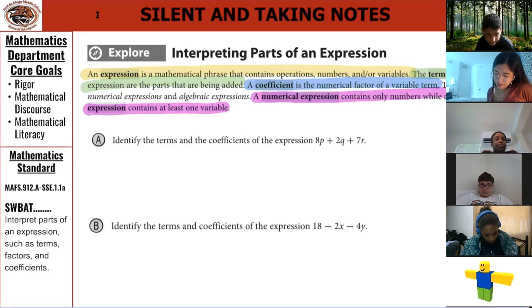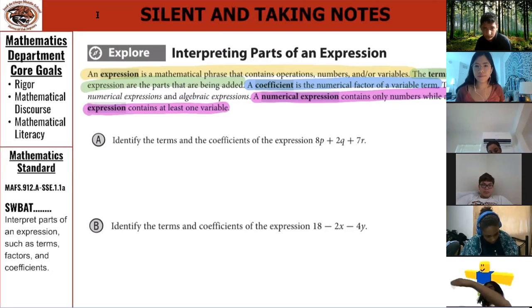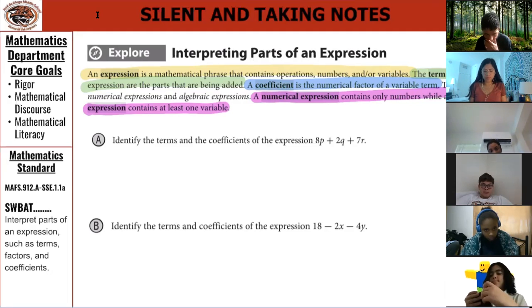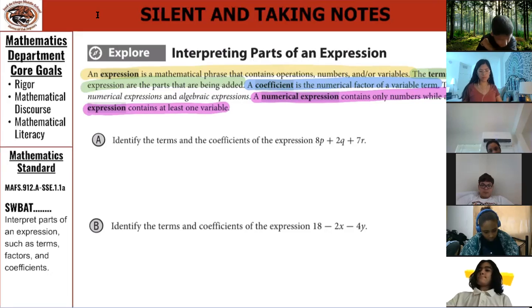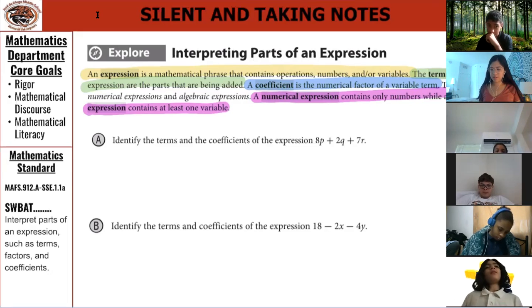And then finally, I want to know the difference between numerical and algebraic expression. A numerical expression contains only numbers, while an algebraic expression contains at least one variable. Awesome. So numerical, you kind of see the word number in there. So numerical is numbers, and then algebraic, you see algebra in there. That's because it has variables.